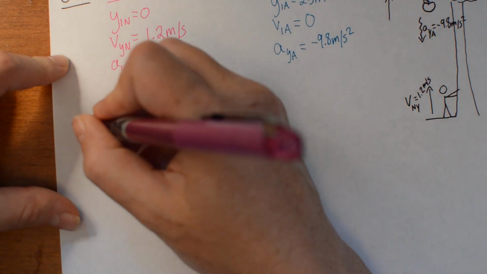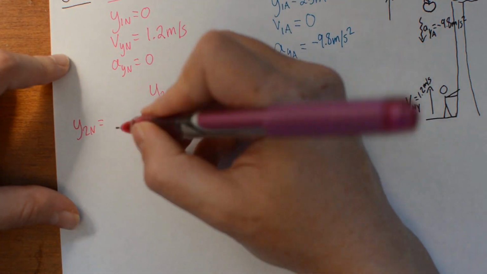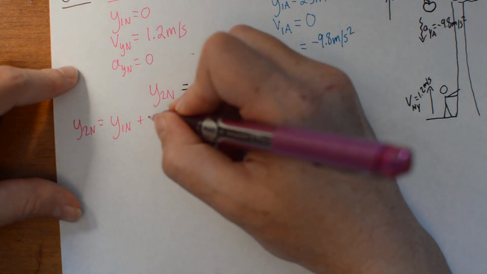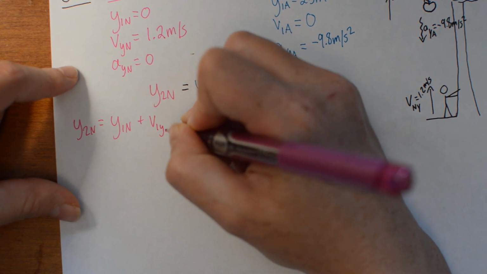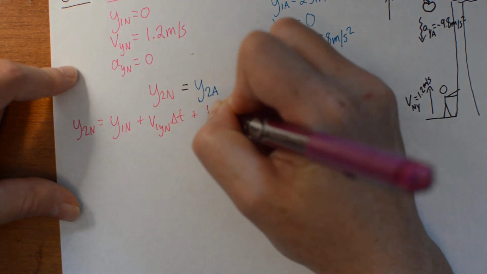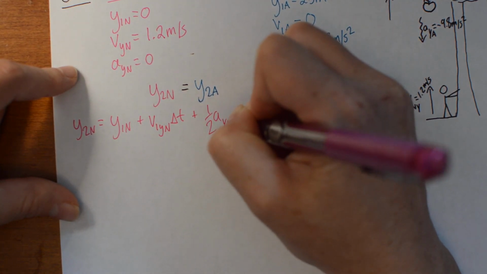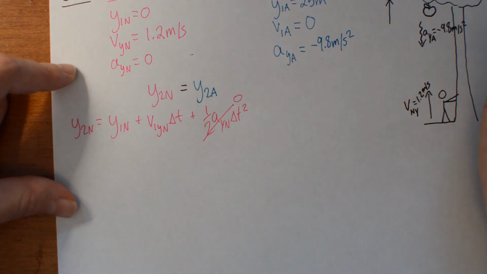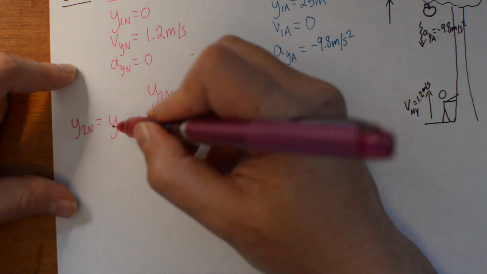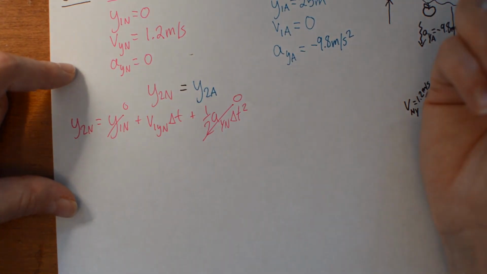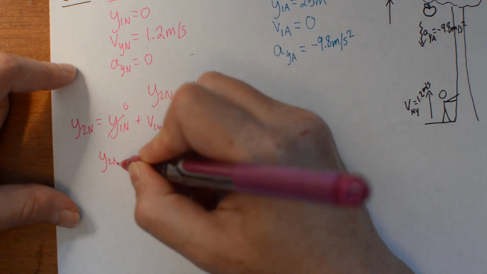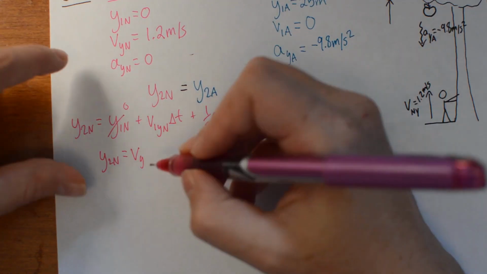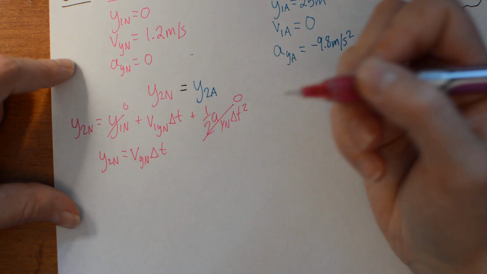So I make an equation for y2 of Newton, and I just use my second kinematics equation, because it's nice when it's already rearranged for that. So v1 in the y direction of Newton times delta t plus a half ay of Newton times delta t squared. I'll simplify this. Newton's not accelerating, so that part is gone. Also, Newton starts out on the ground, so that term is gone too. So the y2 of Newton is just his velocity, which I don't even need to write the 1 down because it's constant, times delta t.